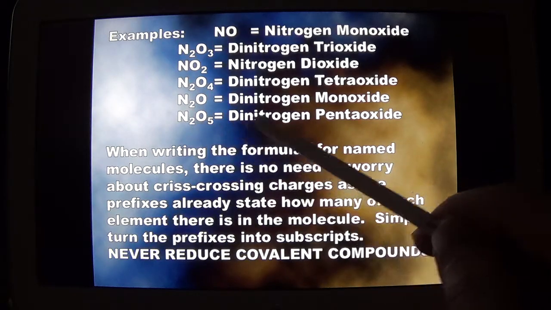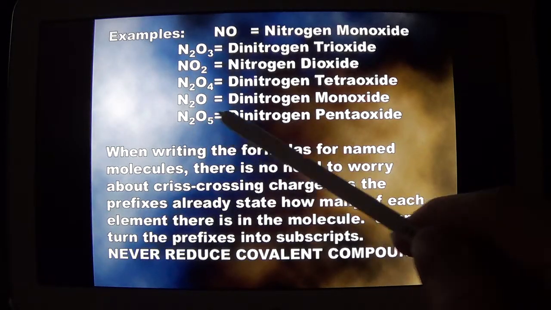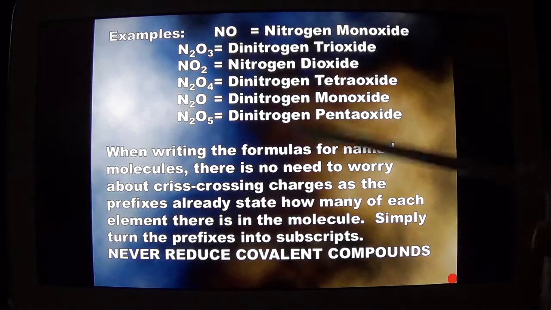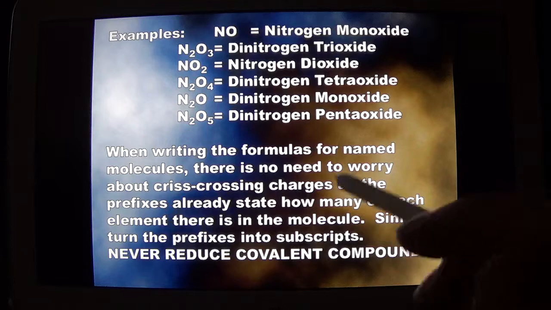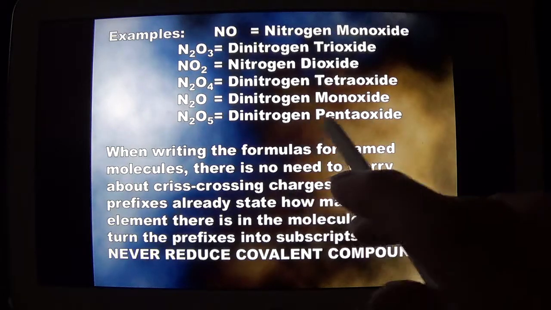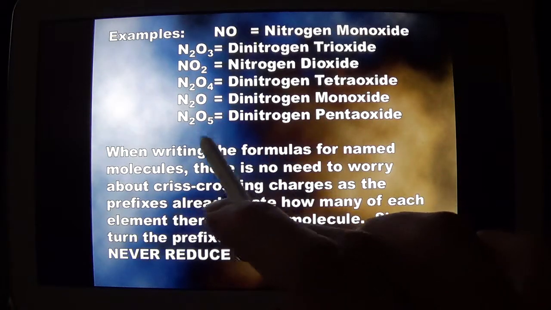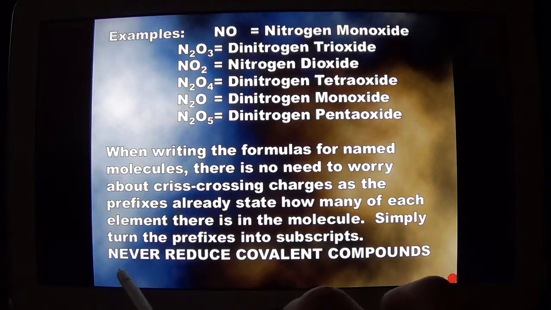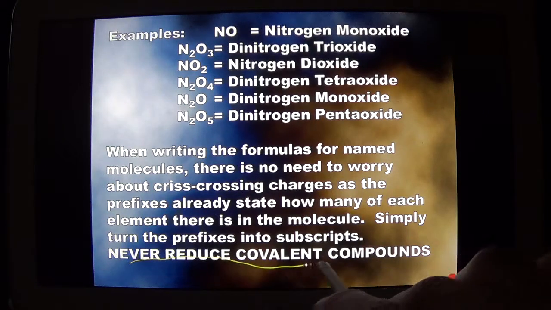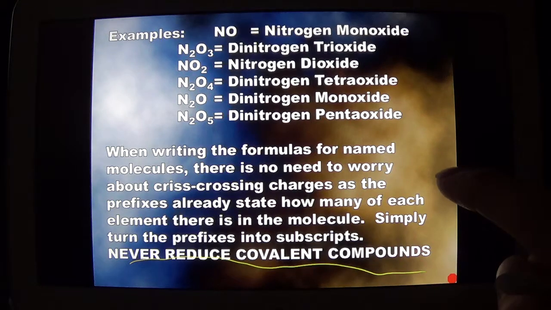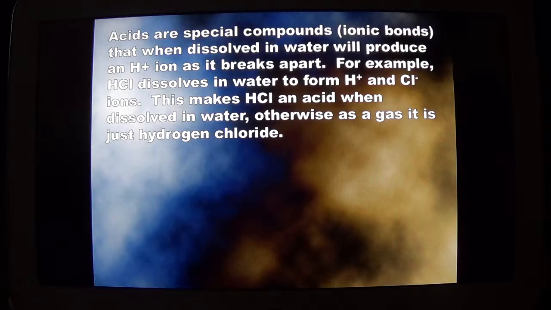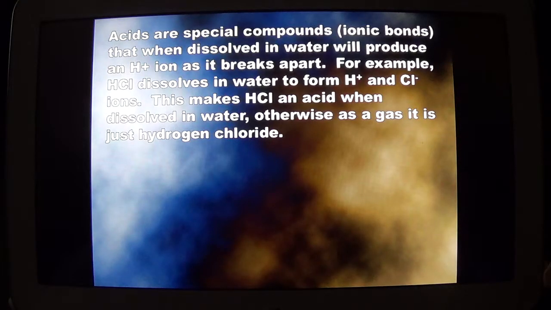So 2 nitrogens is dinitrogen, 5 oxygens is pentaoxide. When writing the formulas, we again don't crisscross or anything, we just turn the prefixes back into the numbers. That's all we do, and we will never reduce covalent compounds. That's reserved for ionic compounds and acids. Speaking of acids, let's look at how we're going to name acids.